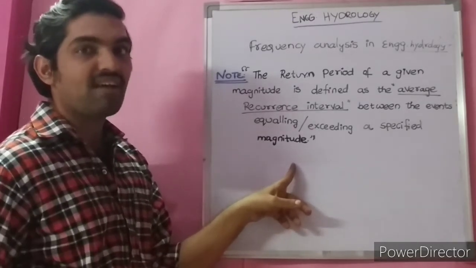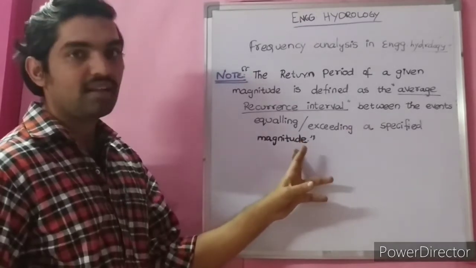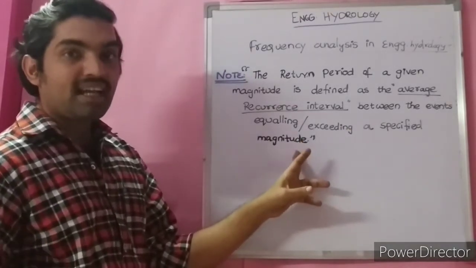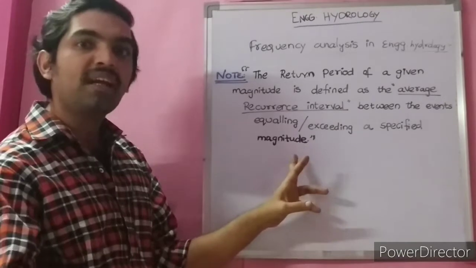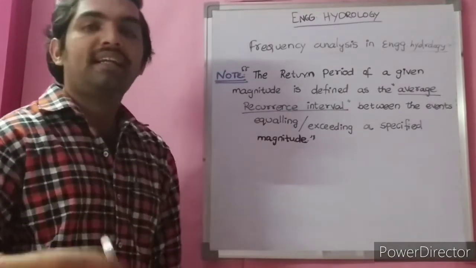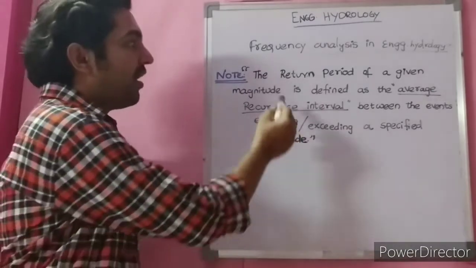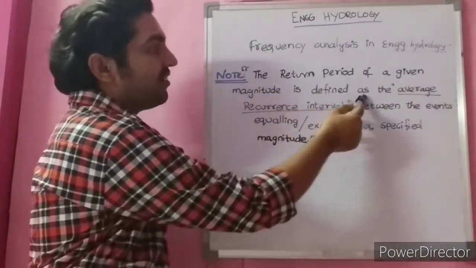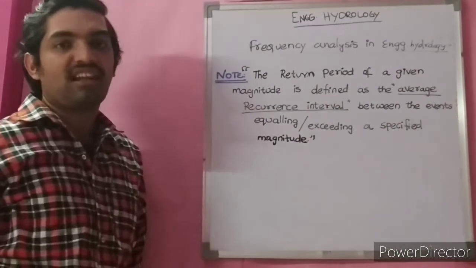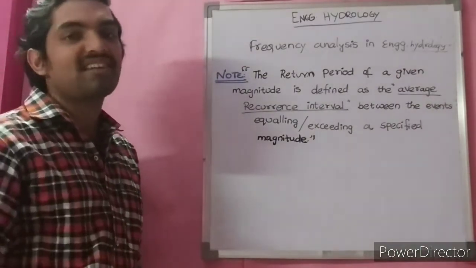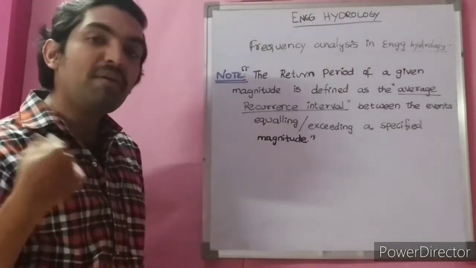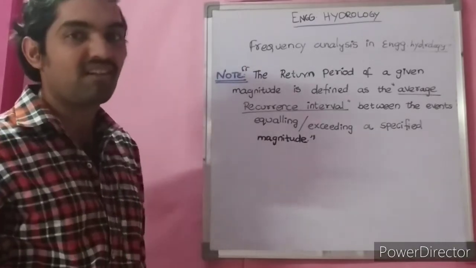We are taking the value specified magnitude. The meaning is this. But recurrence interval is different and return period is different. Sometimes return period may be equal to recurrence interval, because return period of a given magnitude is defined as the average recurrence interval. That is return period, not recurrence interval only. Both may be equal, but every time may not be equal.